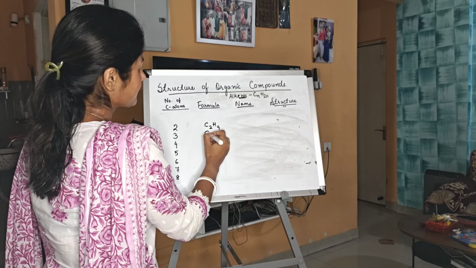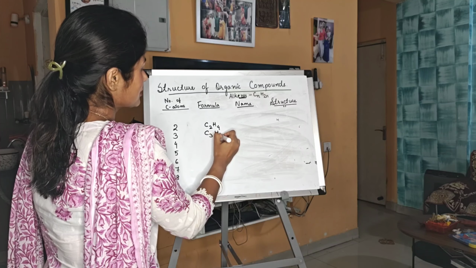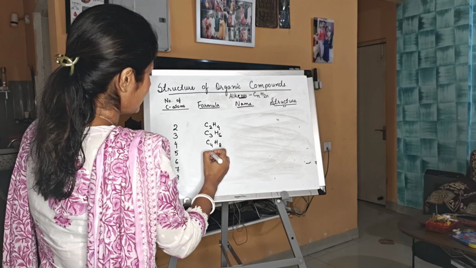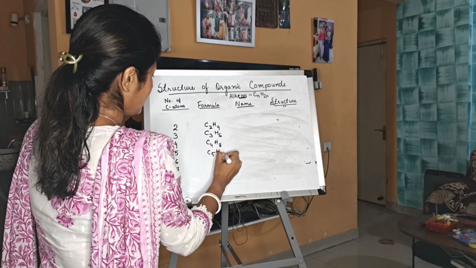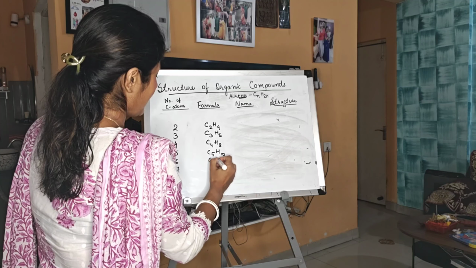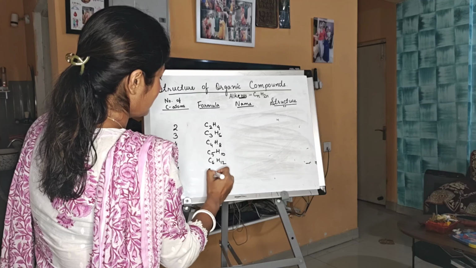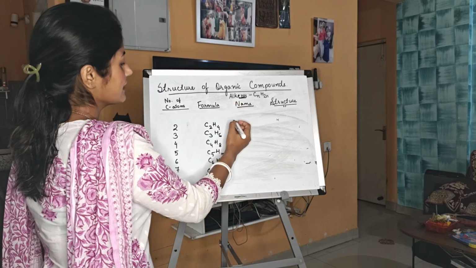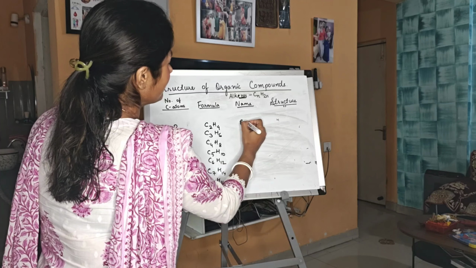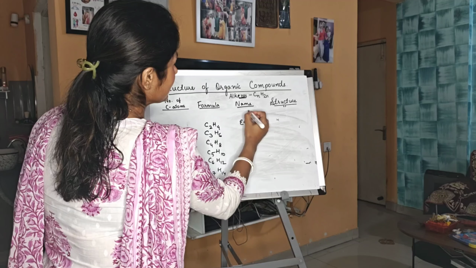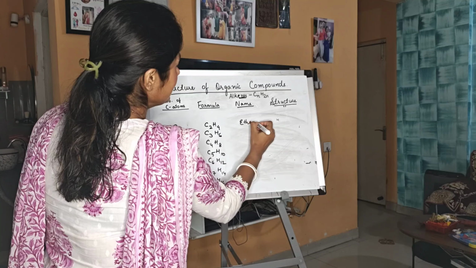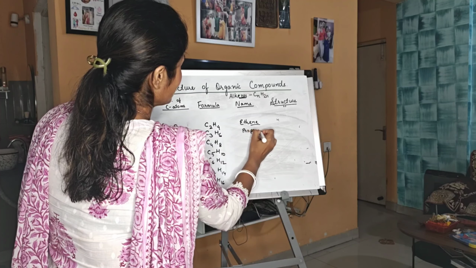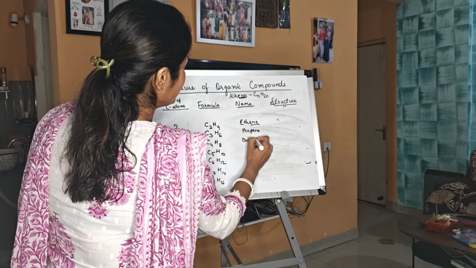If n is 3, C3H6. If n is 4, C4H8, and so on, up to C8H16. Now similarly, for 2 carbon atoms the name will be eth, and we will end it with ene. For 3 carbon, propene. For 4 carbon it is butene.